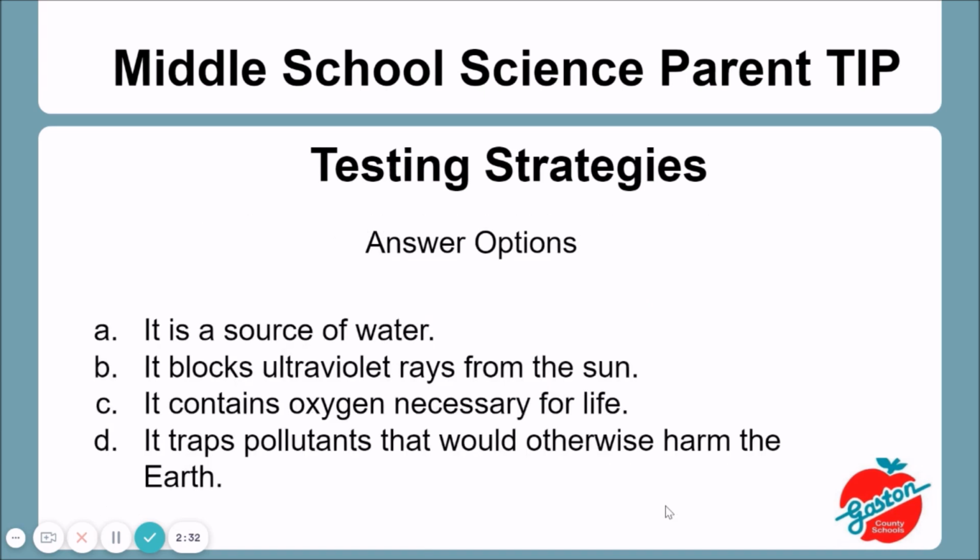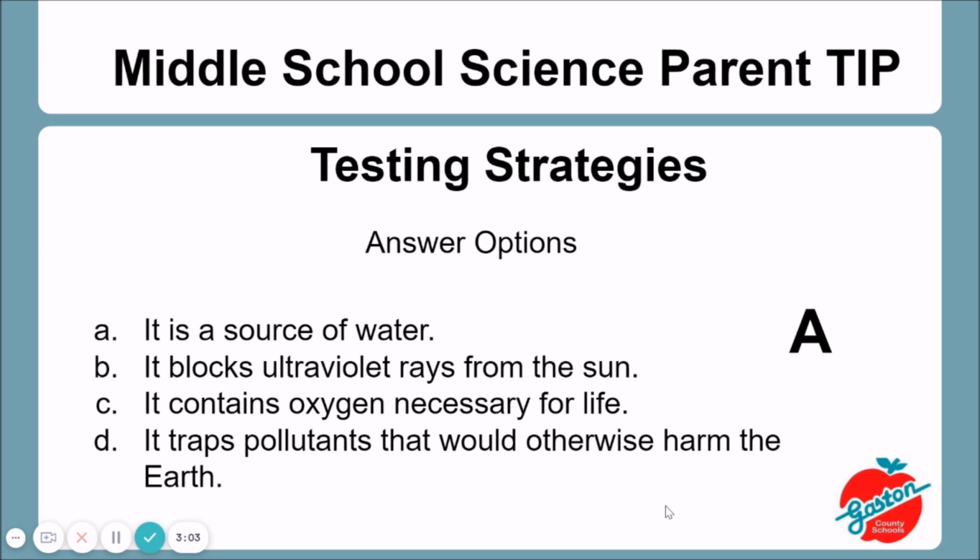So now let's go back and look at the answer options. A. It is a source of water. B. It blocks ultraviolet rays from the sun. C. It contains oxygen necessary for life. And D. It traps pollutants that would otherwise harm the earth. The only answer that relates to water is A, right? A. It is a source of water.